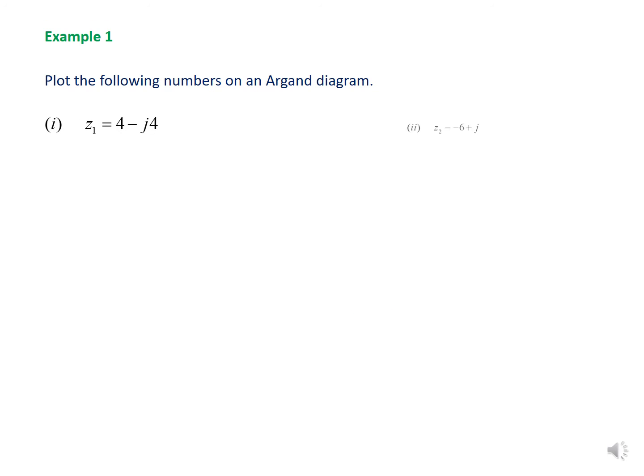Essential revision on some of the basics if you haven't met complex numbers before. So first of all, how to plot. What is a complex number and how do we plot that on an Argand diagram?